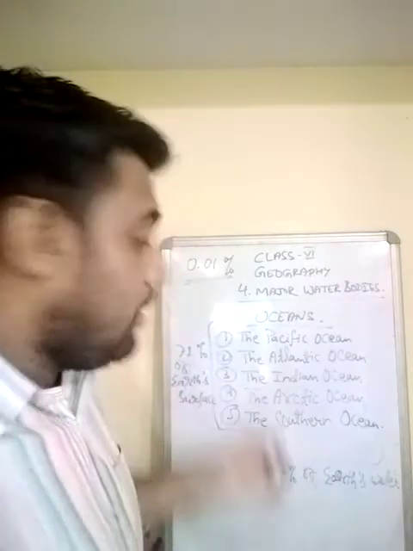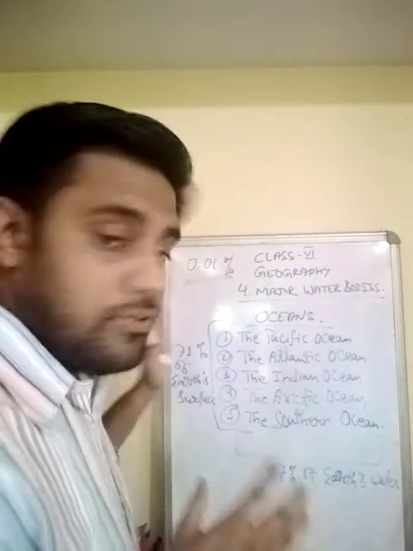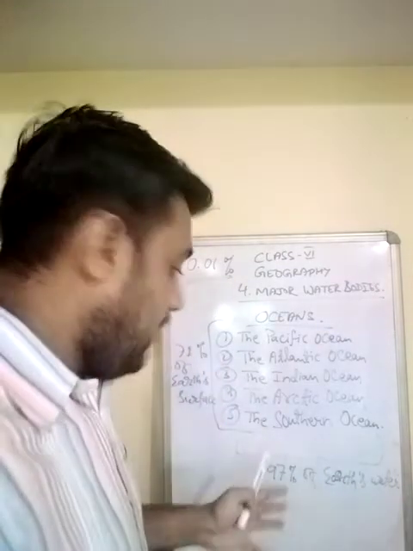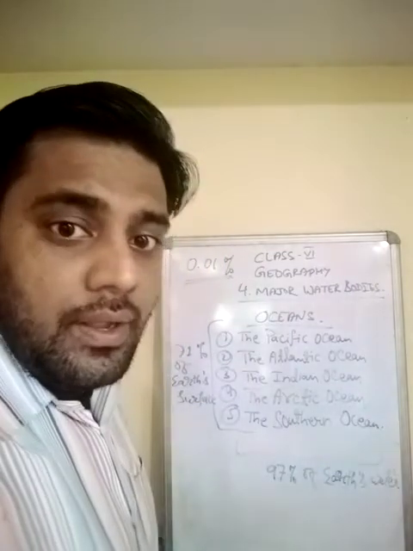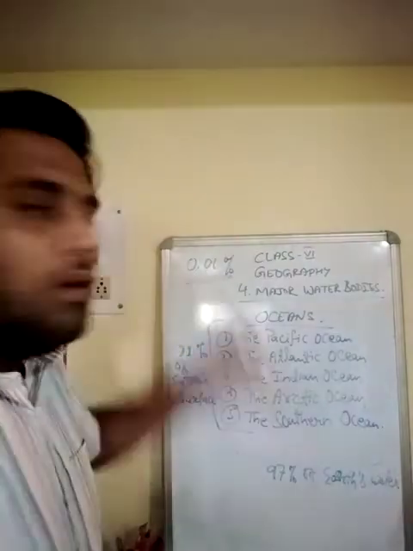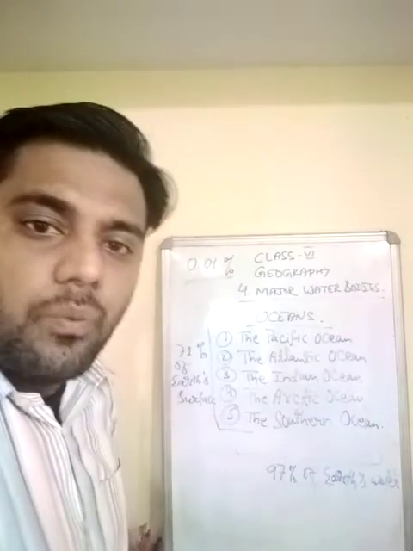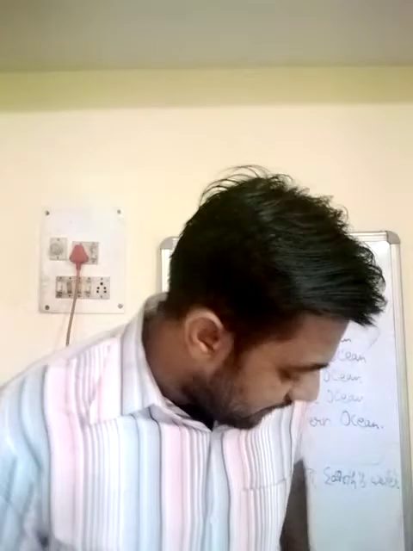Imagine, Earth's surface has 71% coverage of water. Only these 5 oceans contain 97% of Earth's water. But how much water is available to us for drinking? Only 0.01%. And here's the fun part, dear children.